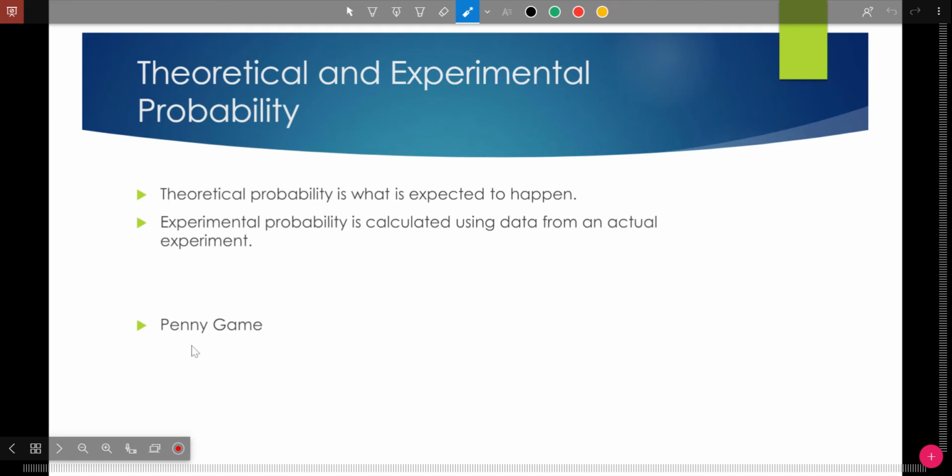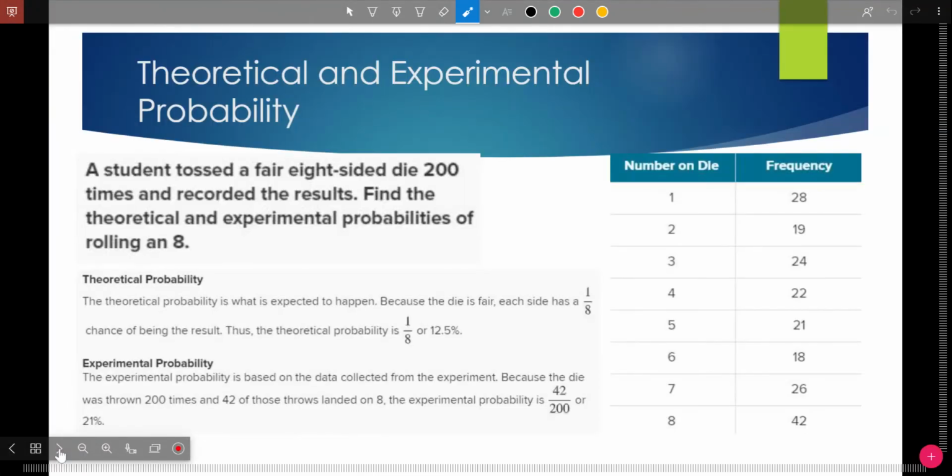The penny game is something we would do in class if I was with you. And so let's look at this example. All right, this is a good explanation of theoretical and experimental probability. So a student tossed a fair. So fair just means it's balanced. It's not favoring any one side. And it's an 8-sided die. So it can be any number 1 through 8. And he rolled the dice 200 times and recorded what happened, he or she.